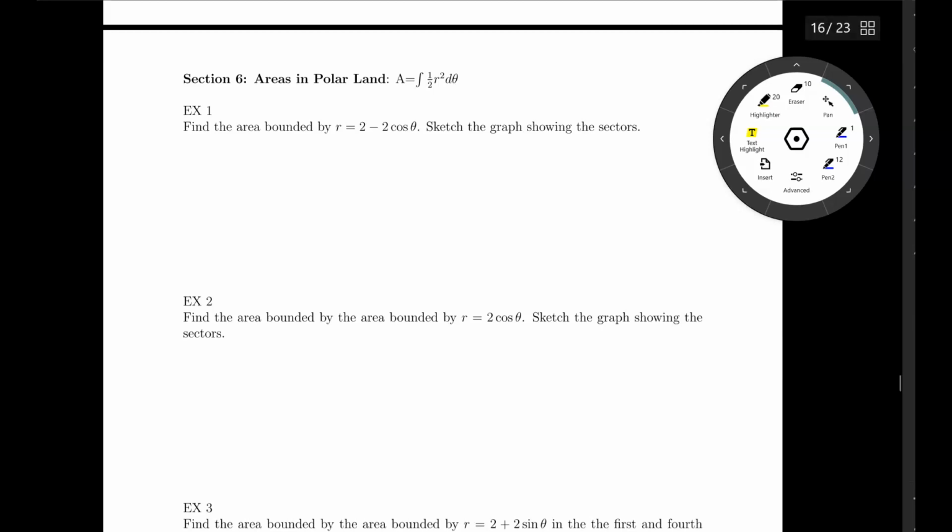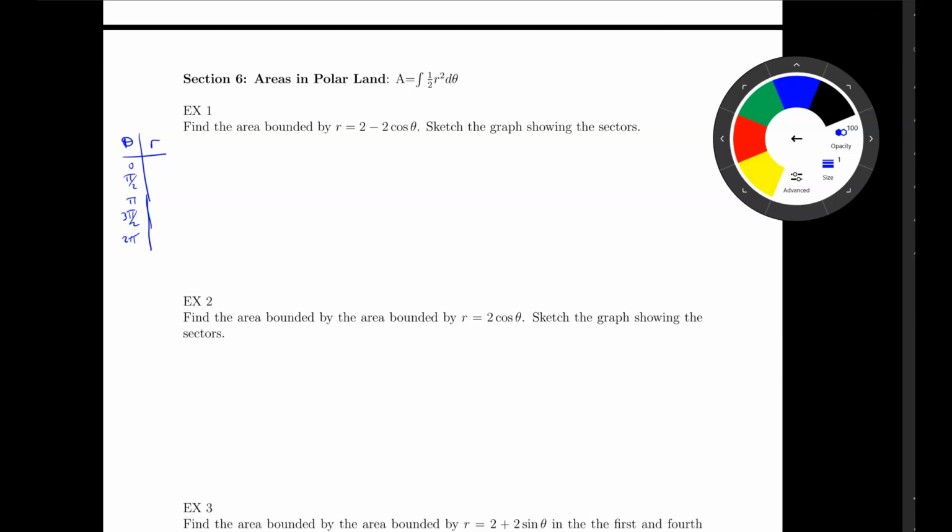Okay, so we've got a cardioid here, so let's get a sketch going. So I need to just plug in a few points to find out what it looks like. If I plug in 0, pi over 2, pi, 3 pi over 2 and 2 pi, for sure I'll get a sense of the shape of this cardioid. So angle 0 gives me 0, pi over 2 is 2, pi gives me 4, then 2, and 0 again.